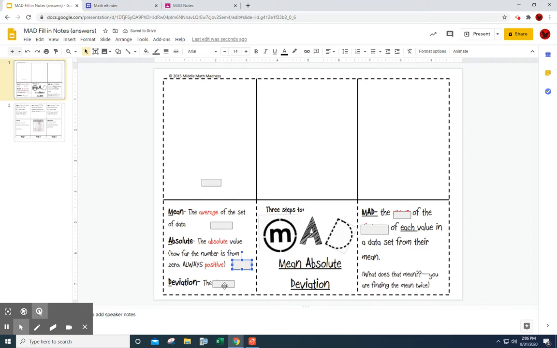And the deviation has to do with the distance. So the average, the absolute value, which has to always be positive, and the distance. So MAD, we're going to find the mean of the distance of each value of a data set from the mean. So what does that mean, you may ask? It means you're finding the mean twice.